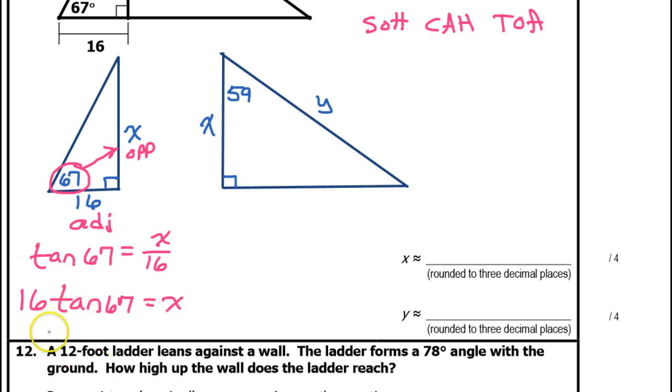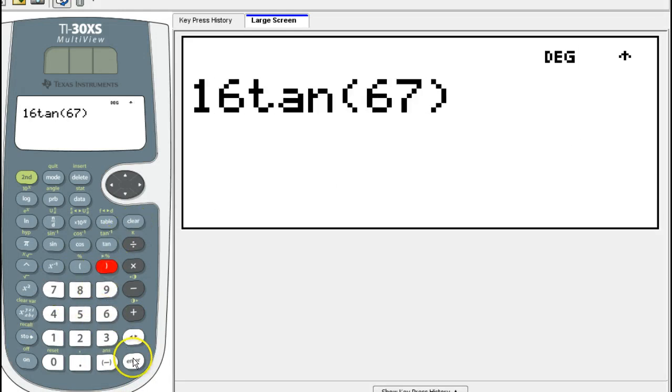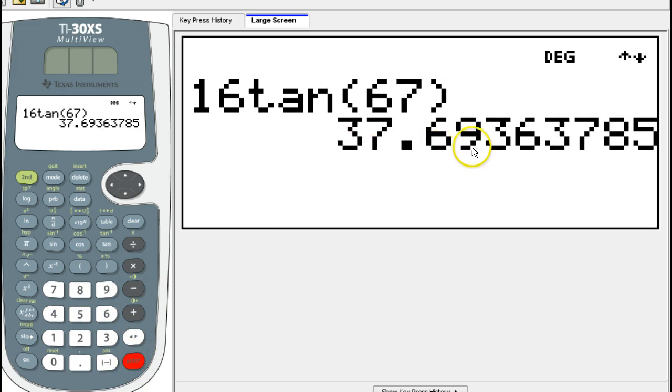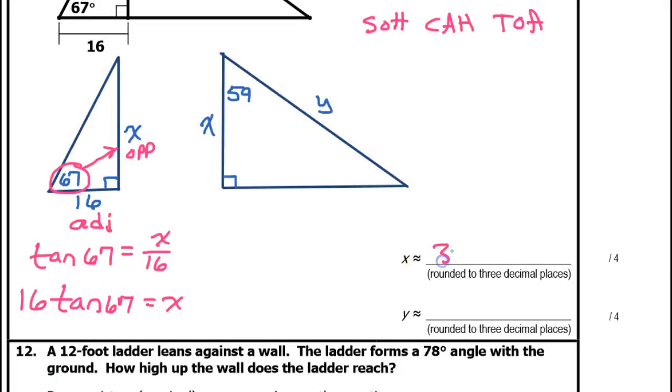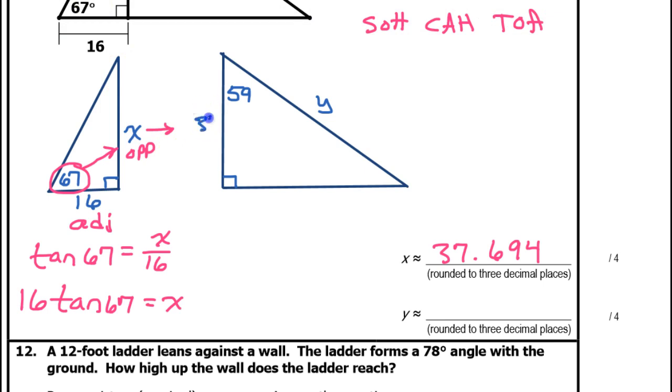And I can just put this in my calculator. 16 tangent 67. 37.694. Got to round up. Okay, so that's x. Now, because we just found x right here, we can go ahead and now use that on the other triangle. So we don't have to leave this a variable anymore. We can now go ahead and write 37.694.